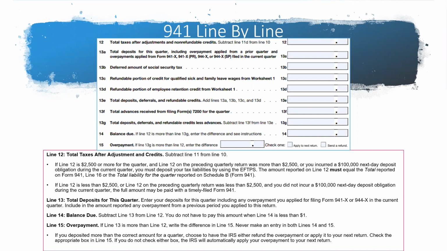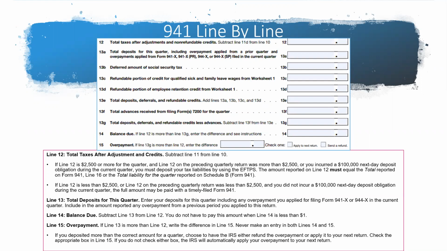So lines 13C and 13D are the refundable portion of the credit for qualified sick and family leave wages from Worksheet 1. So again, that Worksheet 1 is numbers pulled from previous sections of the Form 941, and you do some math, and the result gives you a refundable as well as a non-refundable amount. The non-refundable, again, was reported on lines 11. And then the refundable portion is being reported here. So line 13C is the refundable portion of the credit for qualified sick and family leave wages. That was the FFCRA. And then line 13D was the refundable portion of the employee retention credit, the ERC.